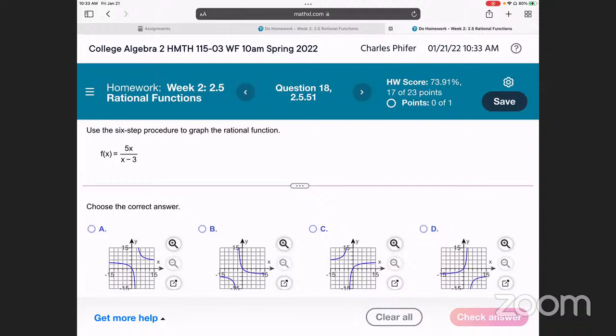I think all of these graphs pass through the origin, so we can't use that. Vertical asymptote of x equals 3. It looks like A does that. It is not B. It is not C. And it could be D. So it's either A or D. And then we had a horizontal asymptote of y equals 5. I think the only one that has a horizontal asymptote of y equals 5 between A and D is A, right? So I did that one based on intercepts and asymptotes. I'm going to go with A, and let's check.